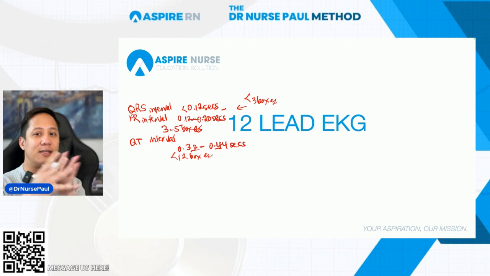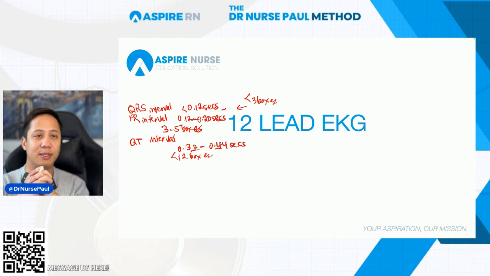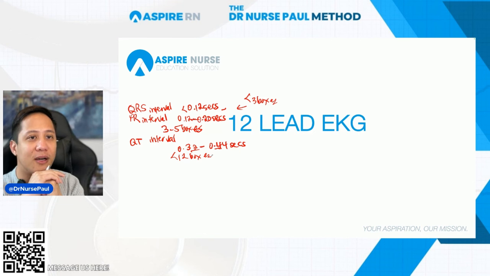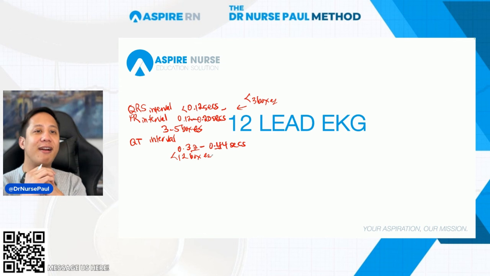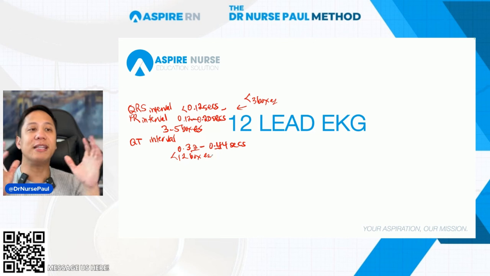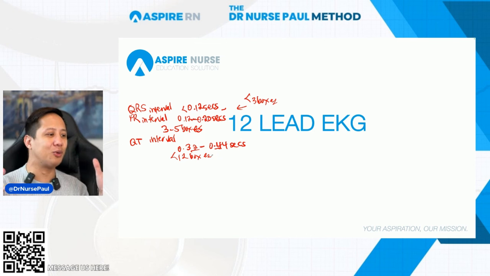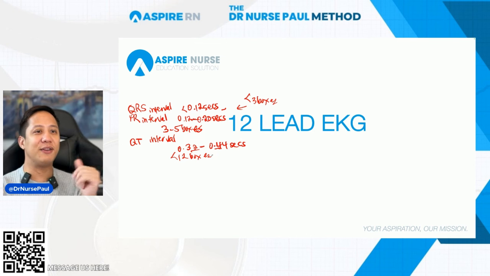Anything more than 12 boxes for QT interval is called prolonged QT. Any PR interval that's more than 5 boxes is called prolonged PR. Any QRS that's more than 3 boxes is called widened QRS. You got it, nurses? Using the boxes, because now we know the time, but it's easier to remember boxes. It's hard to remember 0.12 to 0.20. It's easier to remember 3 to 5 boxes.